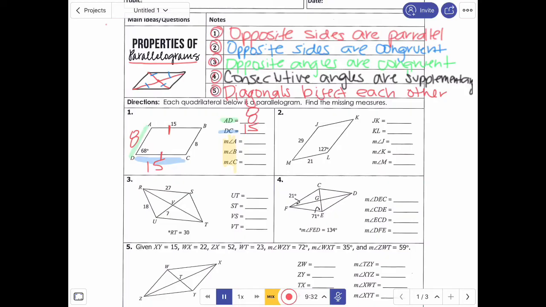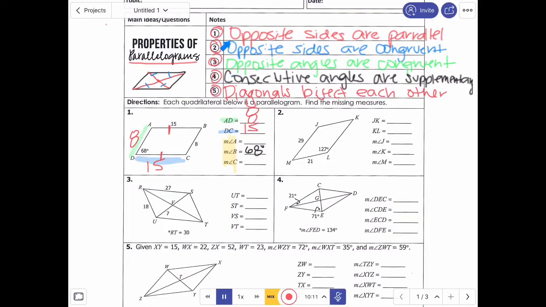Okay, now we gotta think about the angles. So let's look back at my properties. I know that opposite angles are congruent. So if I look at angle D, the angle opposite of angle D would be angle B. So right away, I should know that angle D and B are congruent. So that means angle B is also 68 degrees. Now I gotta think about angle A and C. Angle A and C are congruent because they're opposite of each other. So if I figure out one, then I have both of them.